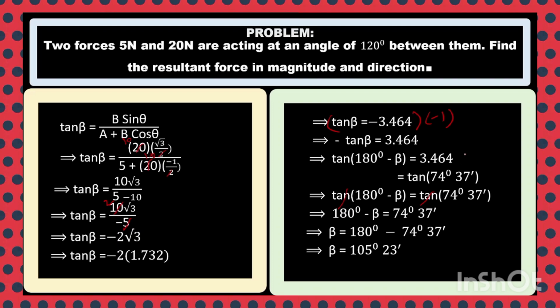Let me make it clear with the help of a simple diagram here. Suppose this is one force whose magnitude is 5 Newton, and another force whose magnitude is how much? 20 Newton. And the angle between them is 120 degrees. And here is the resultant vector, and it makes 105 degree 23 minute. This is how you can generalize the directional nature through the diagram and figure.